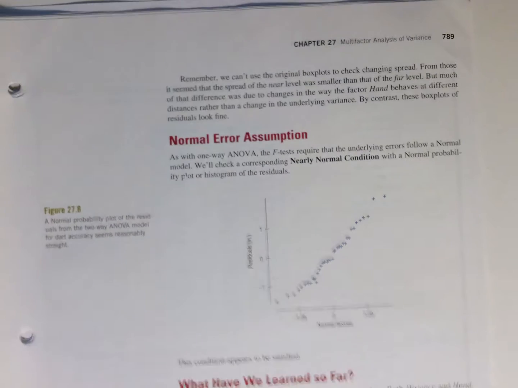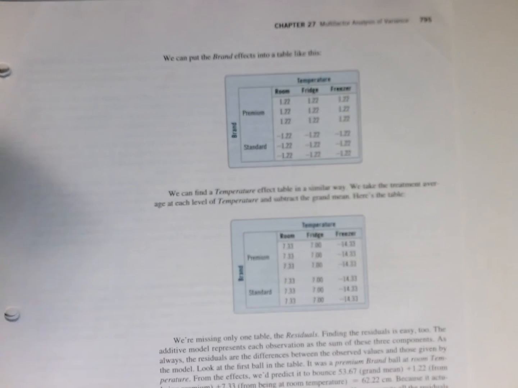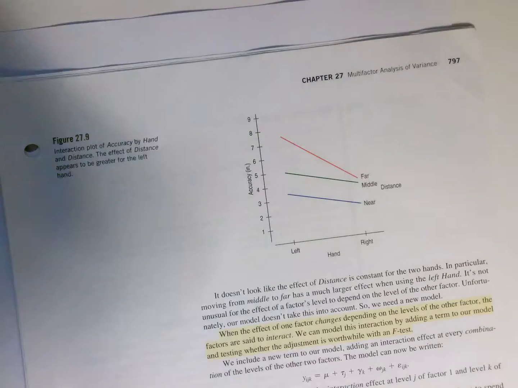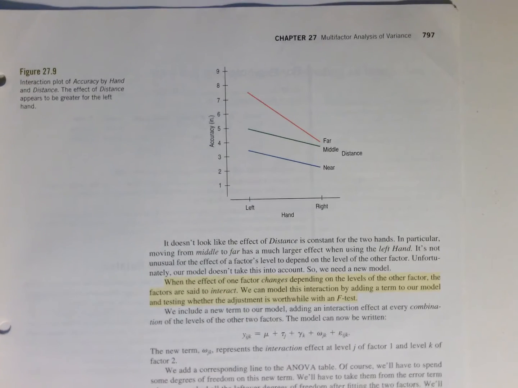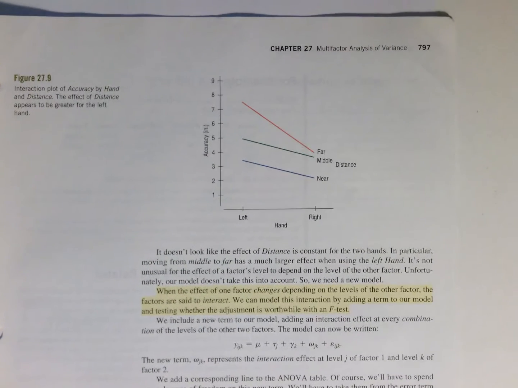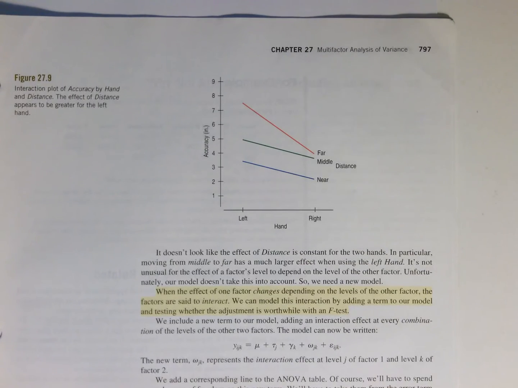Again, we're making the equal variance assumption. Normal errors are important. Very good, useful examples here. We can be thinking about some ways that things work, but I think what's really the most useful part is section 27.3, looking at these interactions. And here is how we might visualize an interaction in this type of problem.